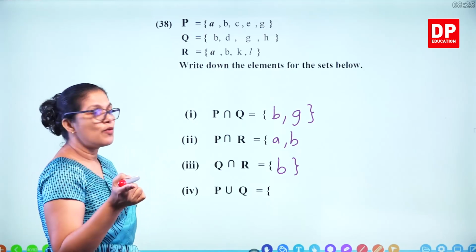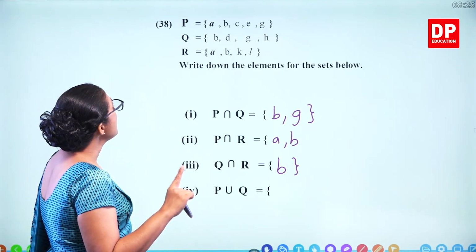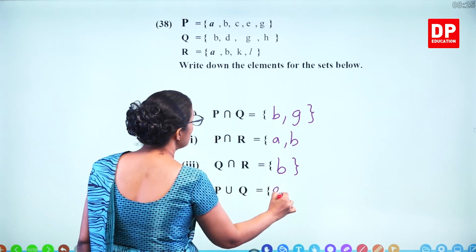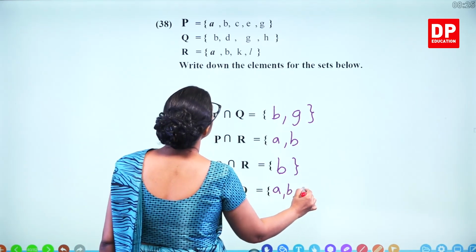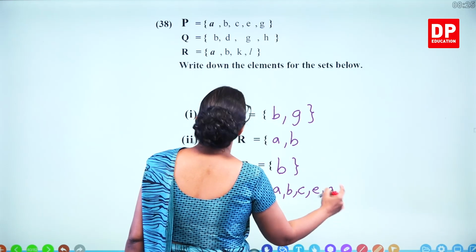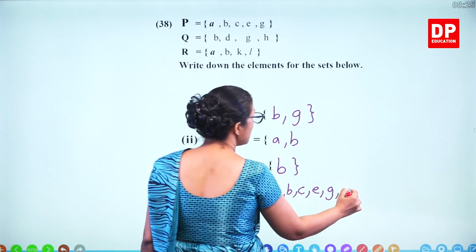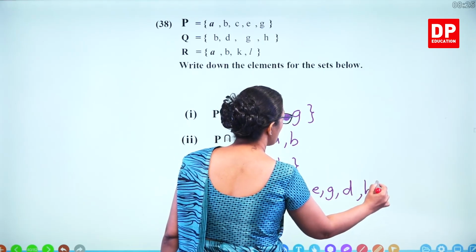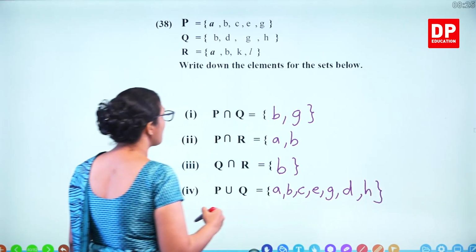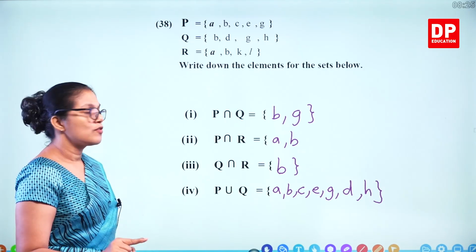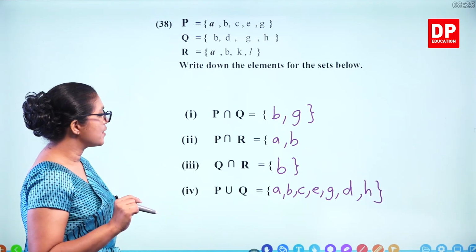P union Q means everything in P and Q. So you can start with P, A, B, C, E, G, B already written, D, G is there, H. So you can write all the elements in P as well as Q and both, everything.